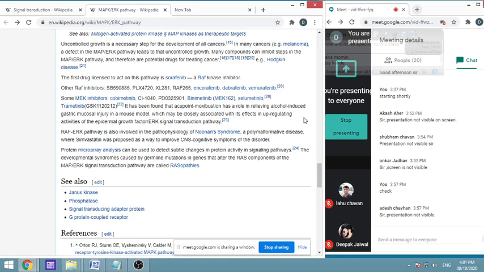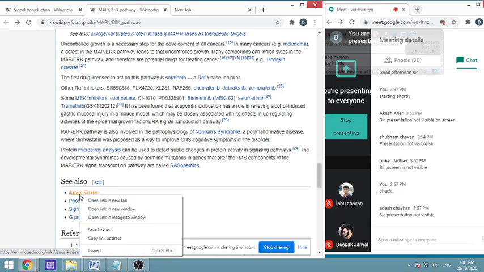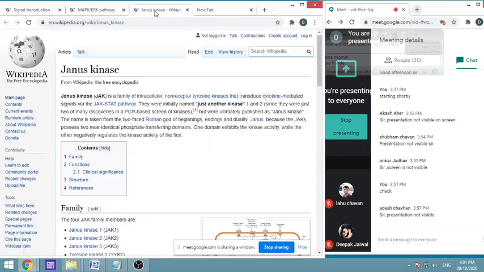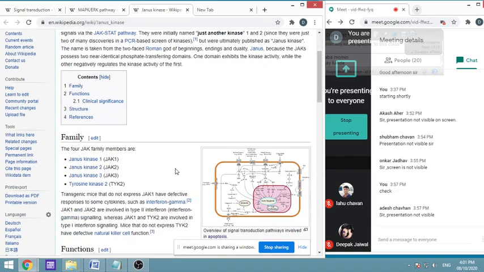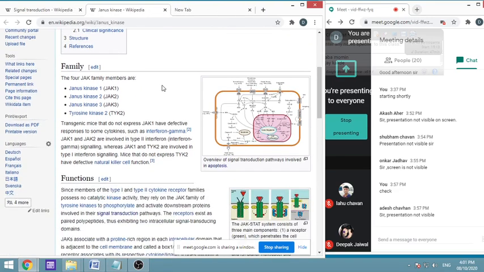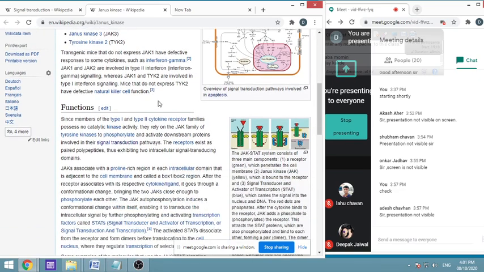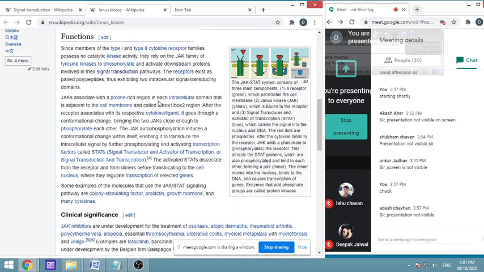So this is what the MAPKs are, and how these MAPKs are working. Then there is one more kinase pathway, that is called Janus kinase or JAK-STAT pathway. If you remember the figure, this was the figure where we have seen that the JAK-STAT family is there. So this JAK-STAT family is involved in the interferon signaling, and they have many functions.